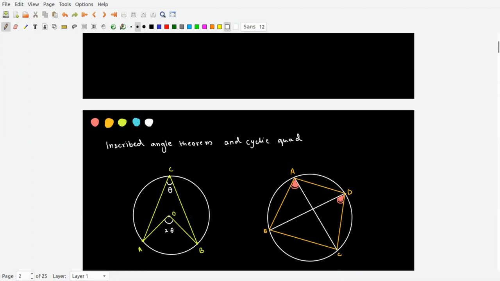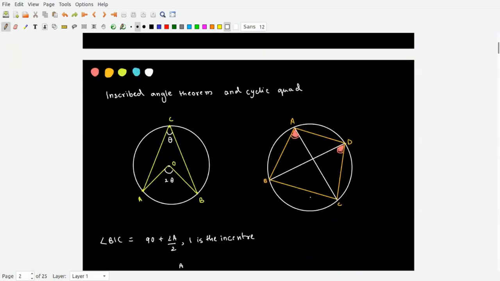That's correct. And then we have the cyclic quads. I hope you guys know the properties of cyclic quadrilaterals and the inscribed angle theorem. These are the basics of Euclidean geometry.